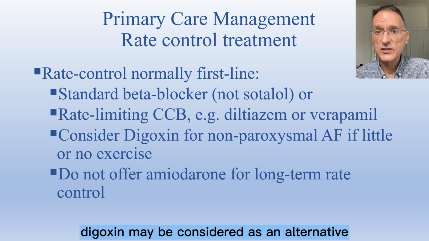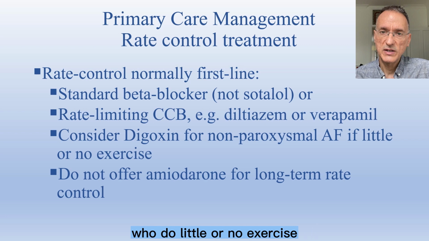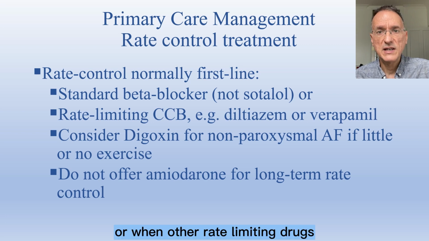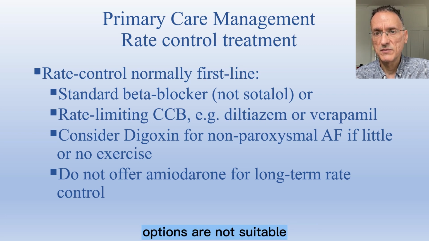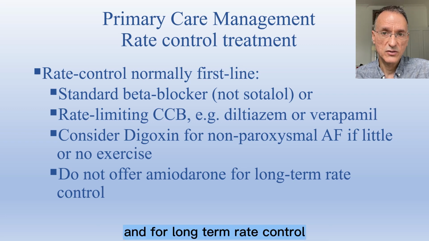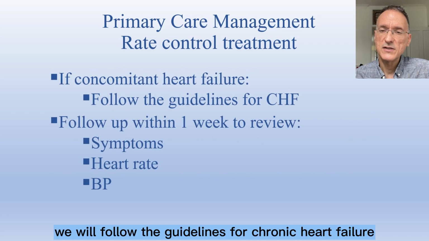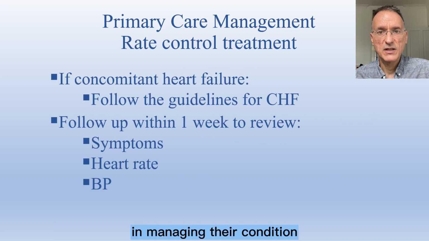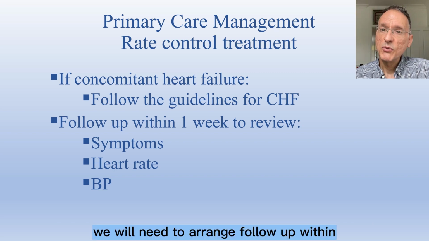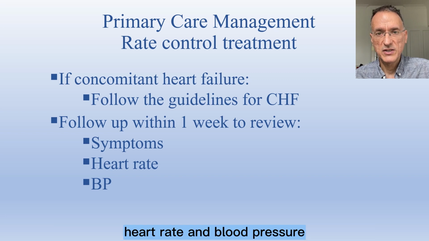In some cases, digoxin may be considered as an alternative for those with non-paroxysmal AF who do little or no exercise, or when other rate-limiting drug options are not suitable. However, we will not offer amiodarone for long-term rate control. If there is concomitant heart failure, we will follow the guidelines for chronic heart failure in managing their condition. We will need to arrange follow-up within 1 week of starting treatment to review symptoms, heart rate and blood pressure.